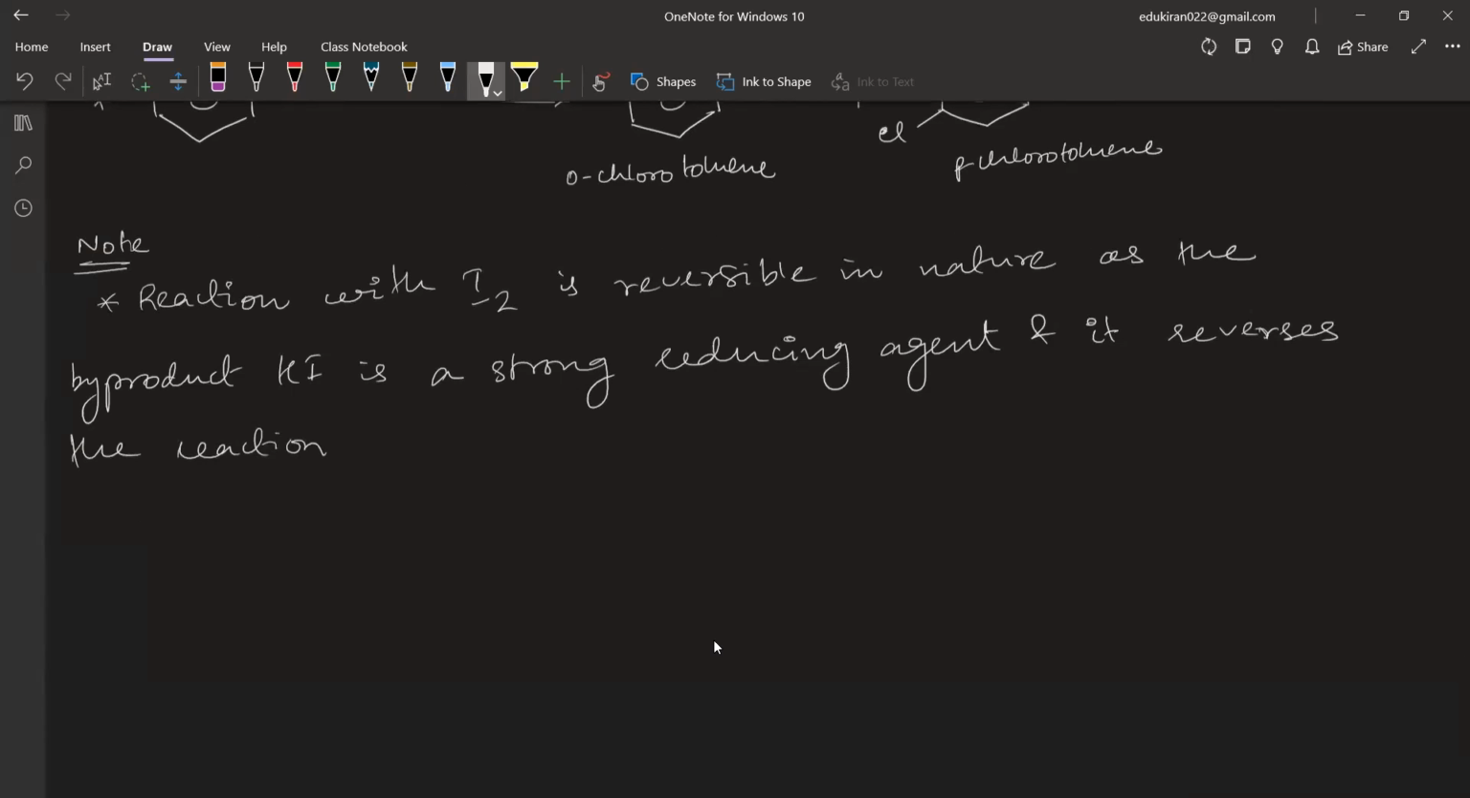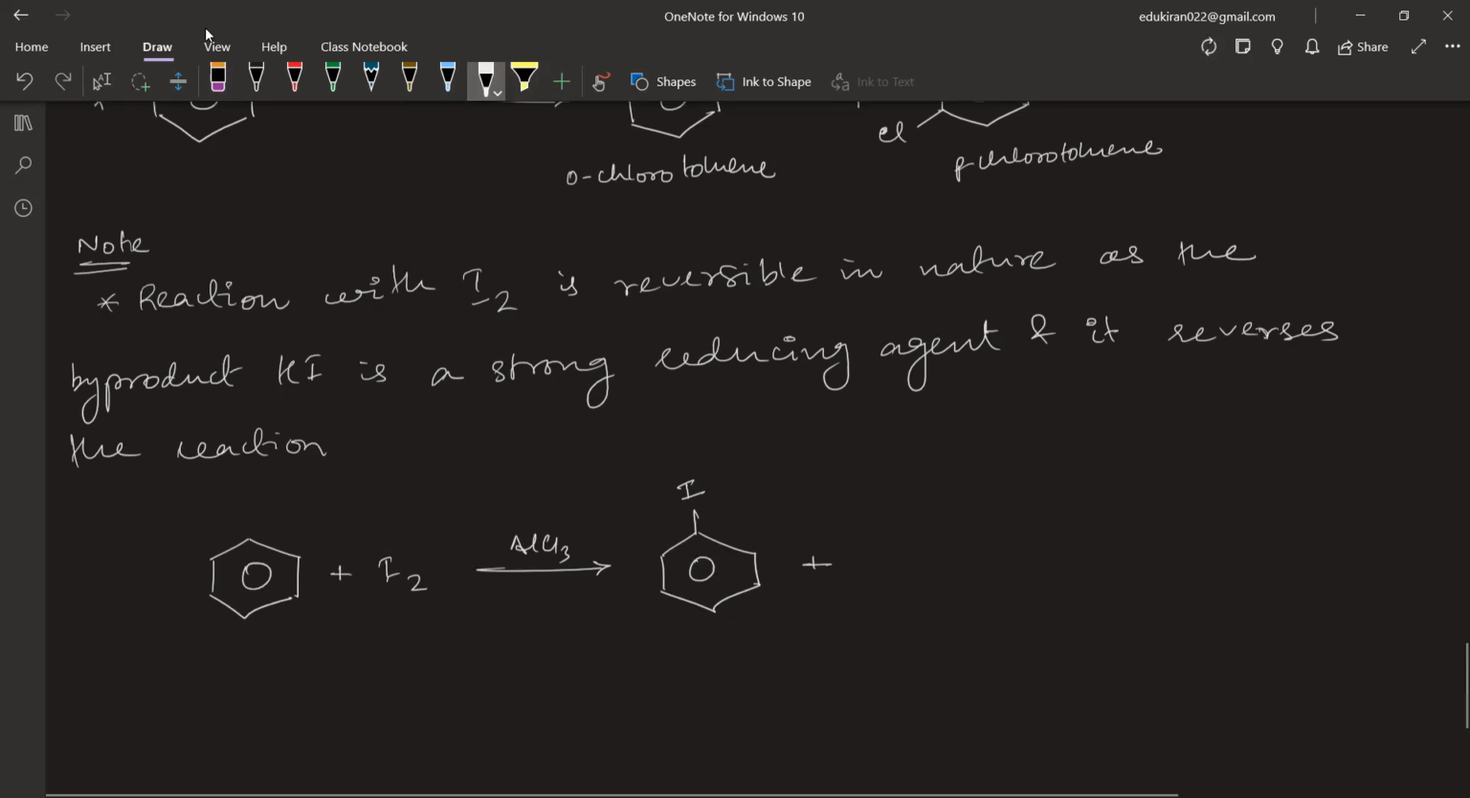That means if I have benzene plus I2 and we will use, let us say, AlCl3 or something, then what will happen? This benzene is going to get I plus HI. Now this HI is so strong that it will attack here, it will break this one, and then it will make it reversible. Okay, so you will have this type of reaction. This reaction is going to be reversible in nature.